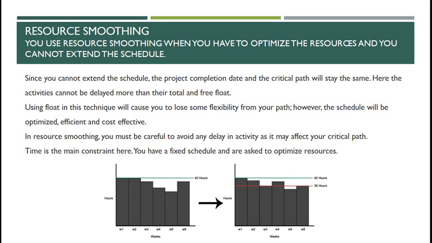Here the activities cannot be delayed more than their total and free float. Using float in this technique will cause you to lose some flexibility from your path. However, the schedule will be optimised, efficient and cost effective, and that's always good to go back to the financial directors and your project sponsor and your stakeholders and explain to them that your scheduling is optimised, efficient and effective. So in resource smoothing, you must be careful to avoid any delay in activity, as this may affect your critical path. Time is the main constraint here. If you have a fixed schedule and are asked to optimise resources.